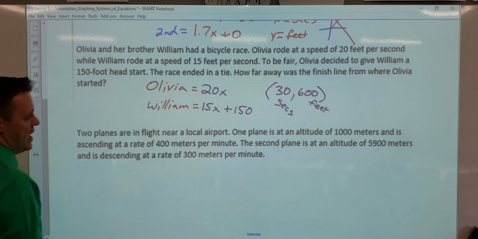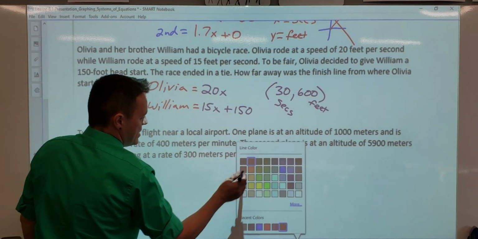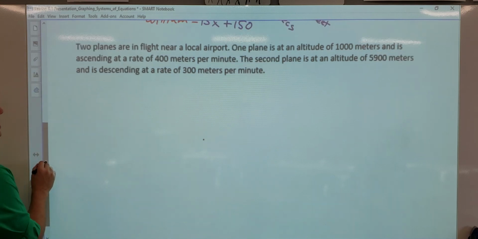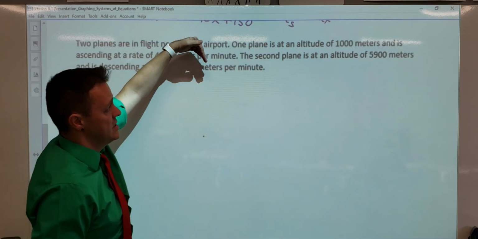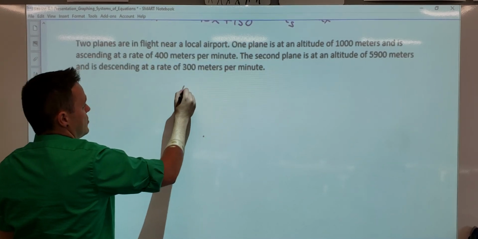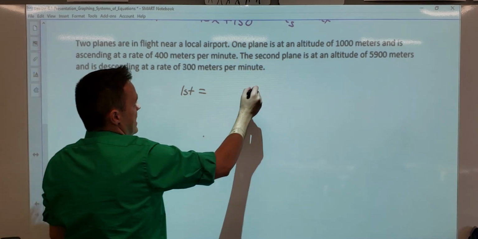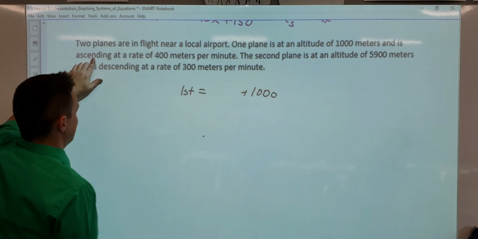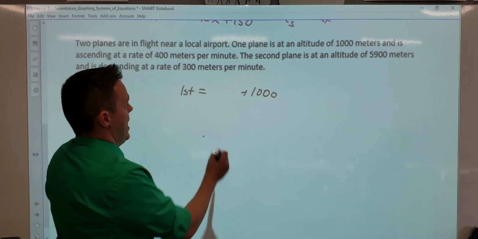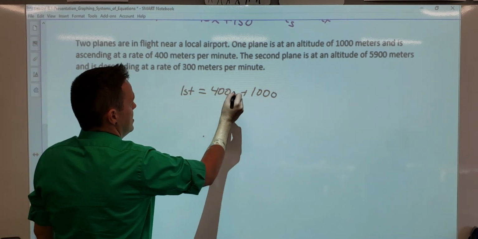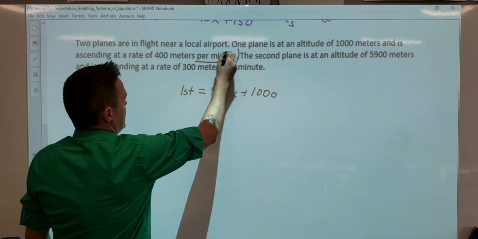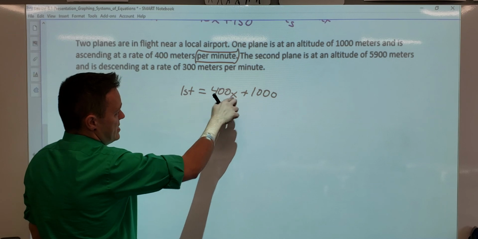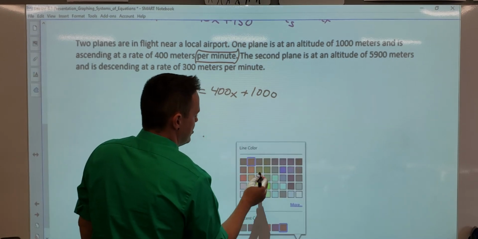Two planes are in the air. One is descending, one is ascending. Once again, same thing, okay? They're in flight. One is at an altitude. So we got our first flight. It's at 1,000 meters, okay? And is ascending, which means it's going up at a rate of 400 meters per minute. Okay, so there's your per minute aspect. So you know that's why it's this aspect. And your other one here, your second one.